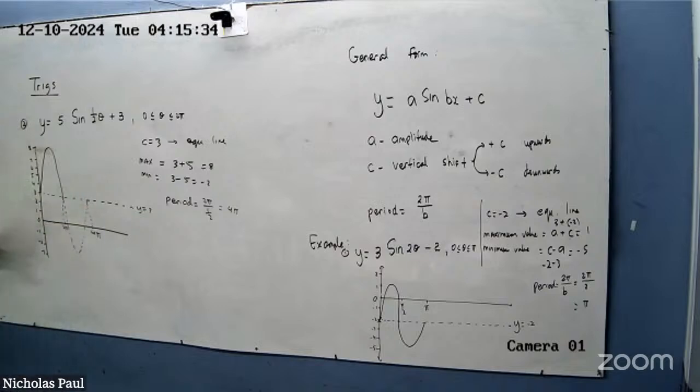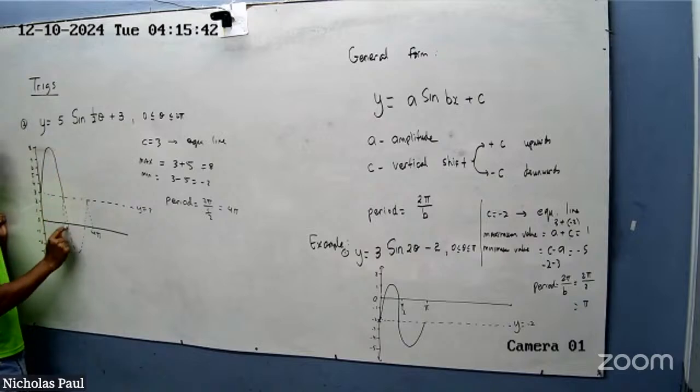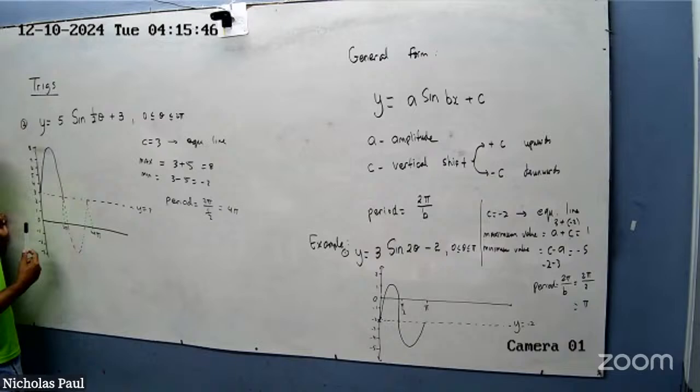I just left it broken for some of you to see the minimum value. But basically, this is the only part of the graph that you should have. Okay? So your completed sketch will look like this.